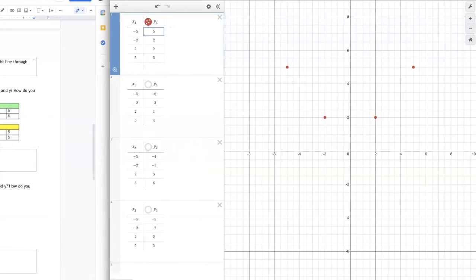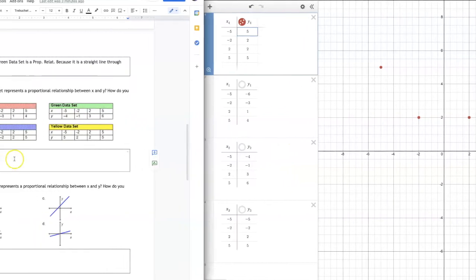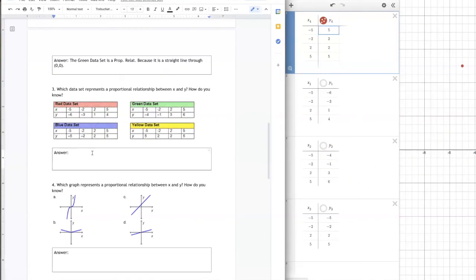So the only one in number 3 that is a proportional relationship is the blue data set. So the blue data set is the only proportional relationship because it is a straight line through 0.